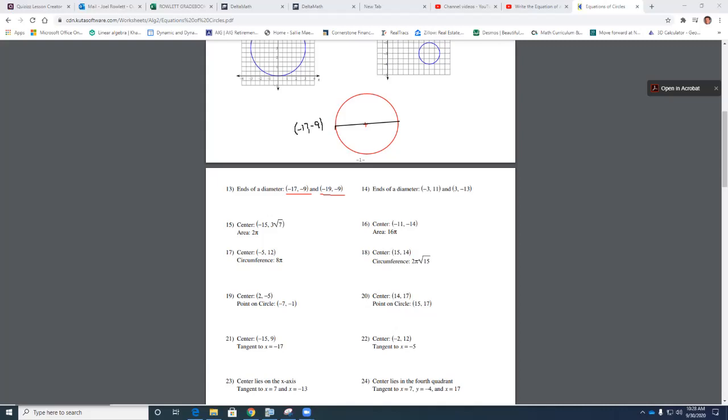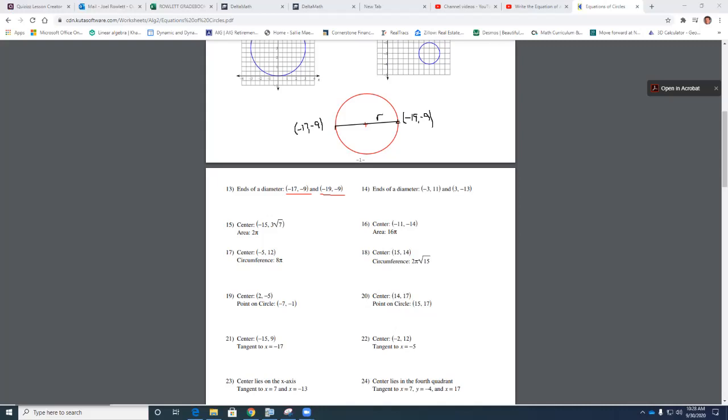And let's put the other point over here at negative 19, negative 9. Okay, now this is not drawn to scale, and that's not the point of the lesson today, so I'm not going to worry too much about the drawing, but I want to make a point. If the black line is the diameter, then half of that is the radius.